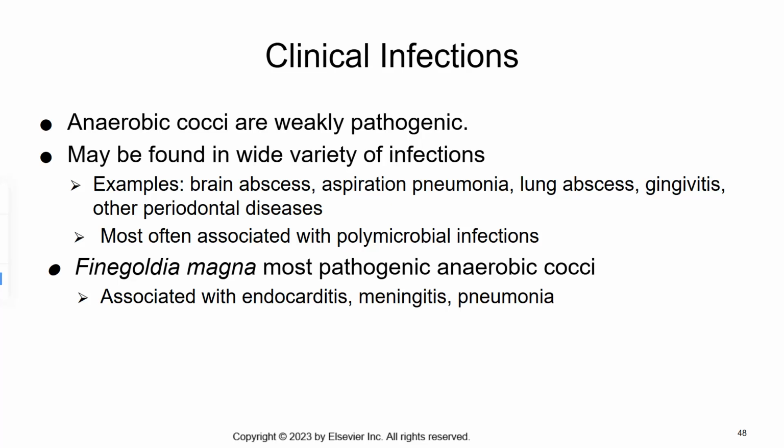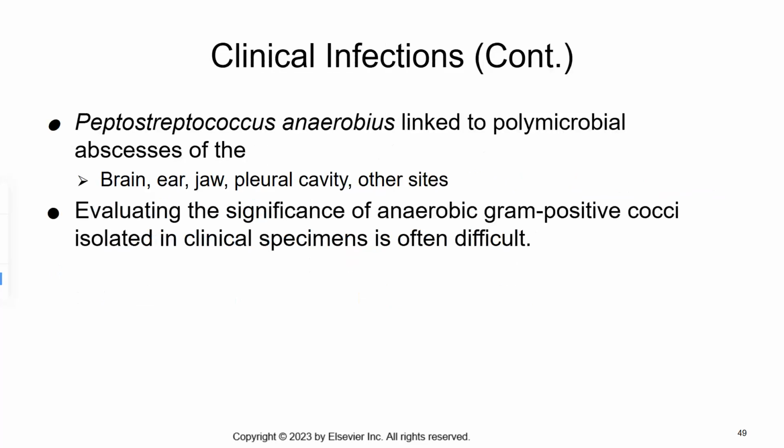Finegoldia magna is the most pathogenic anaerobic cocci. It's associated with endocarditis, meningitis, and pneumonia. Peptostreptococcus anaerobius is linked to polymicrobial abscesses of the brain, ear, jaw, pleural cavity, and other sites. Evaluating the significance of anaerobic gram-positive cocci isolated in clinical specimens is often difficult.